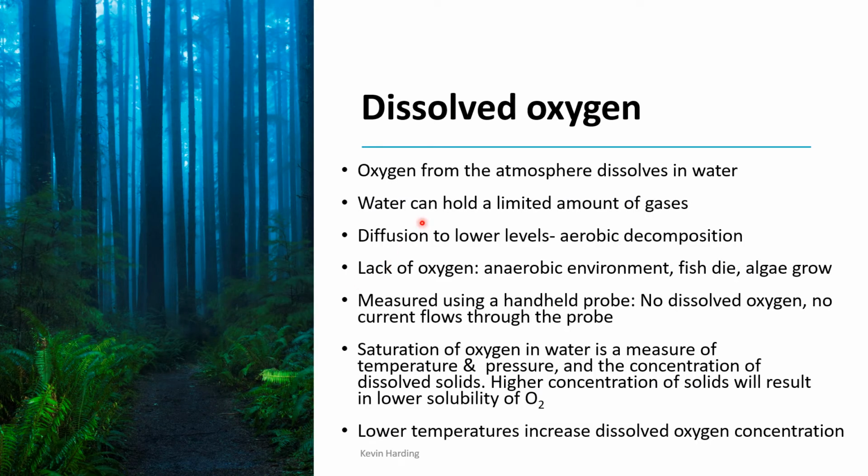However, what is dissolved oxygen? So oxygen from the atmosphere can dissolve into water, and water can hold a limited amount of gases, which then can diffuse in or out of the water. If there is a lack of oxygen and we have an anaerobic environment, so we've already said that anaerobic is when there is no air, the fish will die and the algae will grow. So you get plants that thrive when there is no oxygen because they like the CO2 to grow, but unfortunately the fish die and we'll get an imbalance in our rivers and lakes.